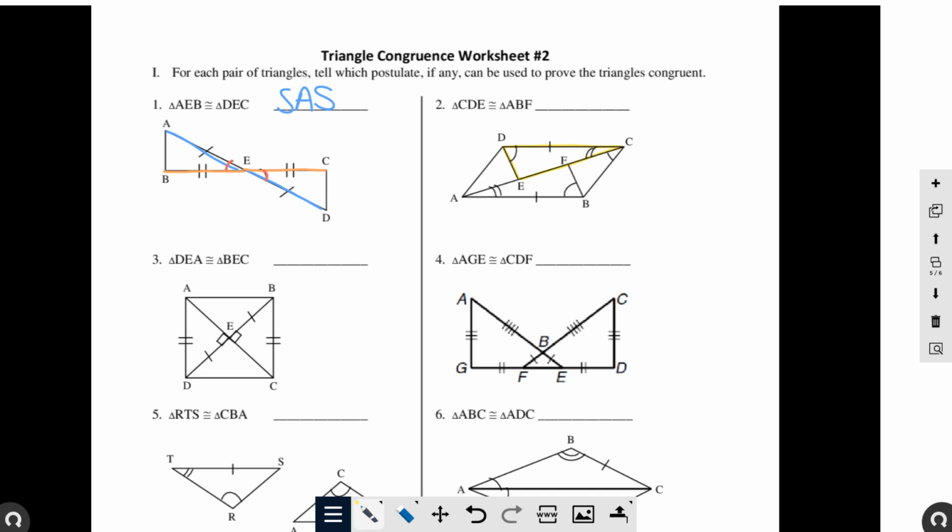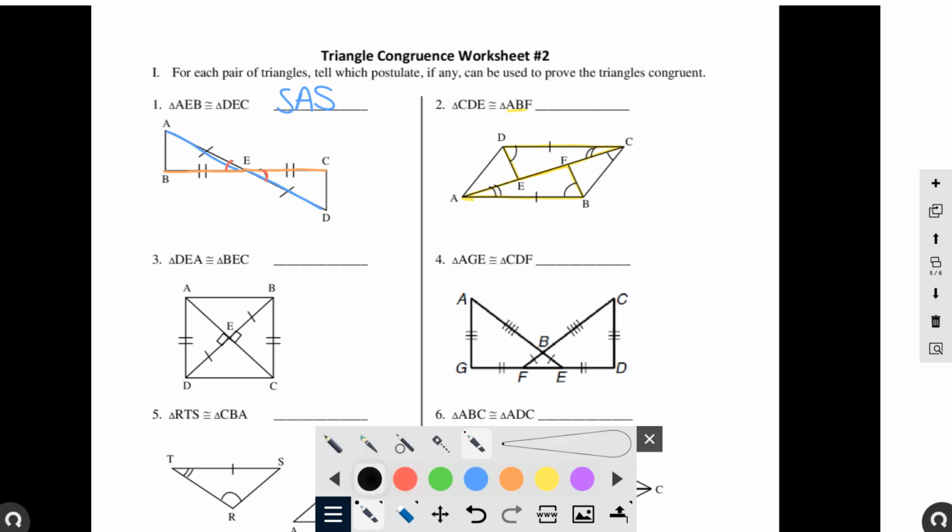Now, let's highlight the bottom triangle, which it says ABF up here in the congruence statement. So if I go A to B to F, think about what's marked in that triangle. Well, I have angle B, angle A, and then the line that connects A and B. So these two are equal by angle, side, angle.